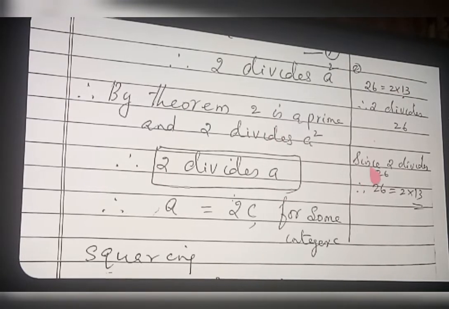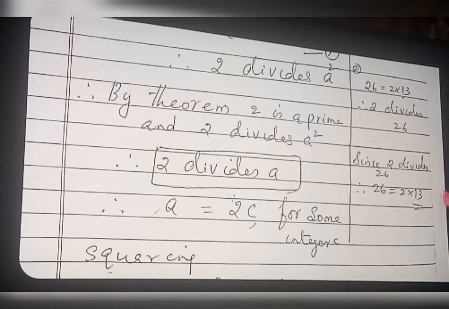See here, since 2 divides 26, or 26 is divisible by 2, how can I write this 26? We can write it as the product of 2 and 13. 2 divides a, the meaning is that a can be written as the product of 2 and any other integer, that is c. Here, any other integer, that is why I wrote 13 here.